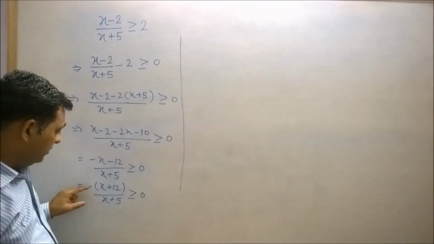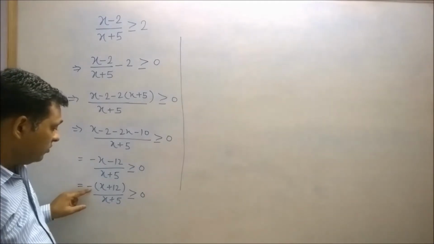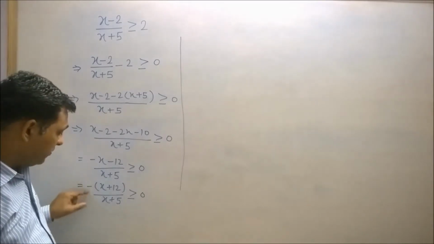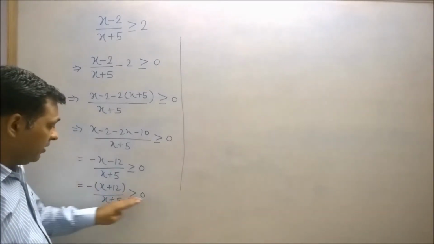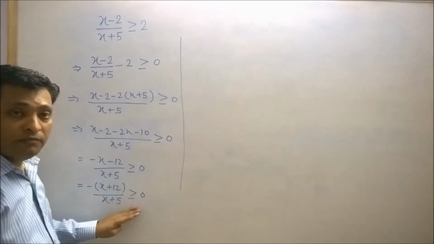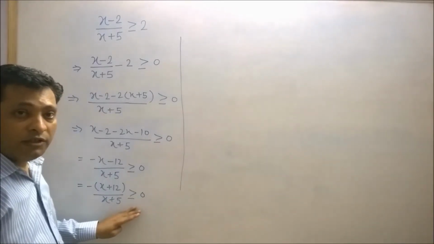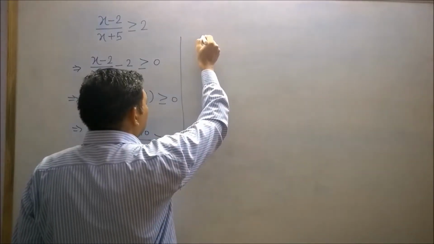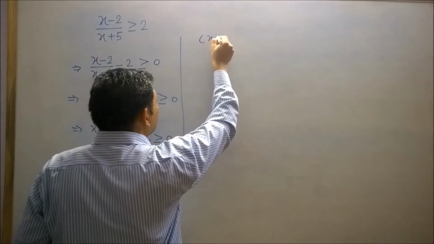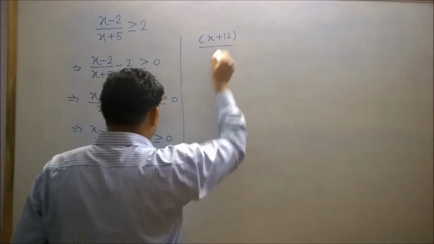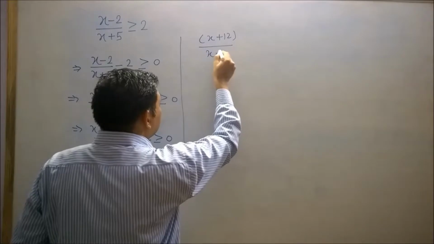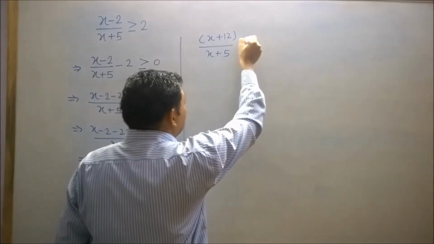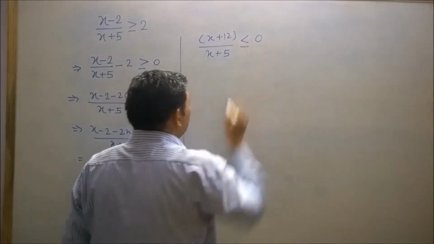Now here we see that there is a minus sign. So we have to multiply both sides by -1 to make this part positive. Whenever we multiply both sides of an inequality with the same negative number, the sign of the inequality will be reversed. So after multiplying -1 on both sides, (x + 12)/(x + 5), this sign will be reversed. It means less than or equal to 0.